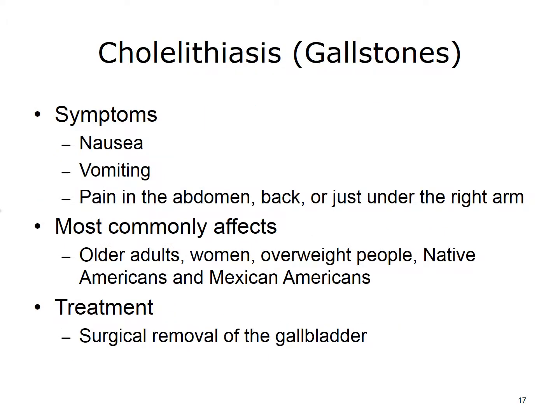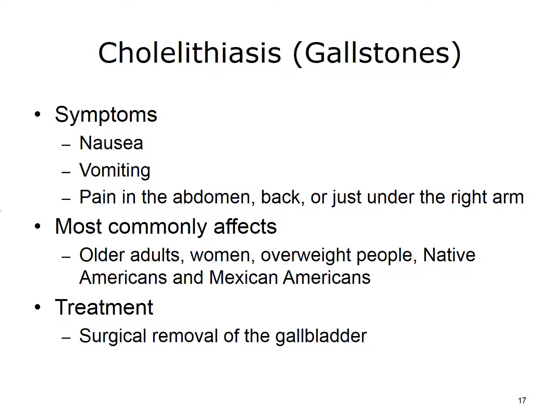The next digestive system condition that we'll discuss is gallstones. Gallstones are also called cholelithiasis. Gallstones form when substances in the bile harden. Gallstone attacks usually happen after you eat. Signs of a gallstone attack may include nausea, vomiting, or pain in the abdomen, back, or just under the right arm. Gallstones are most common among older adults, women, overweight people, Native Americans, and Mexican Americans.